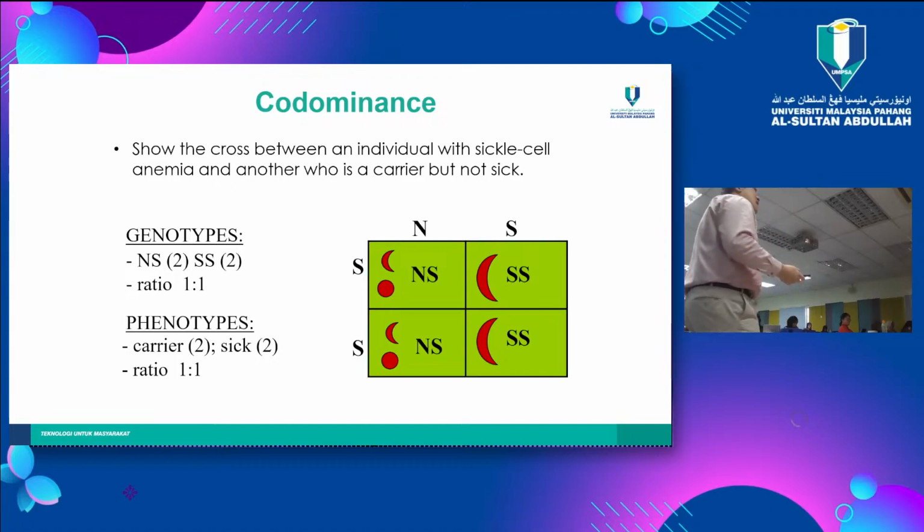So this shows an individual with sickle cell anemia, and another who is a carrier but is not sick. If you have the sickle cell allele and the normal allele, this will not make you sick, but you are a carrier. When both sickle cell alleles go together, then all the RBCs are going to be in the sickle shape.